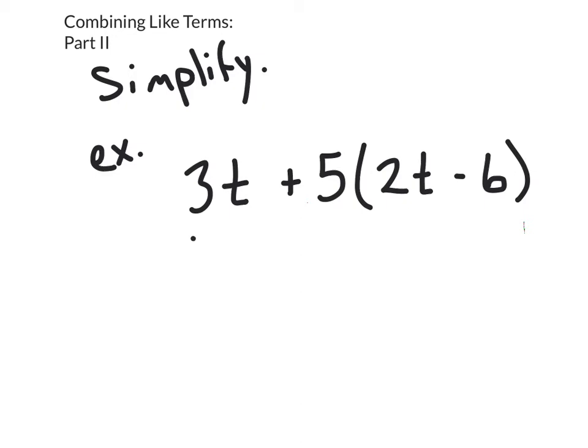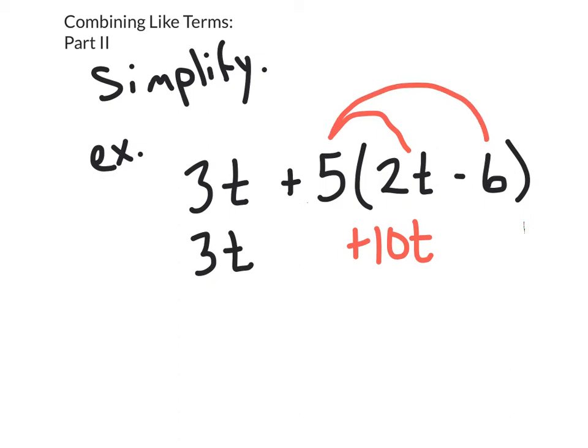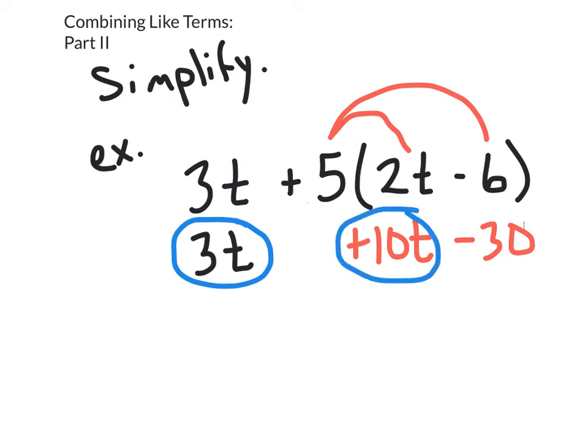The very first thing I'm going to do is copy down my 3t here, and then I'm able to distribute my 5. Now this is a positive 5, so when I distribute a positive 5 to a 2t, that's going to give me a positive 10t. Likewise, I'm going to distribute that 5 to that negative 6. Positive 5 times a negative 6 is going to give me a negative 30. Now that I've opened up that set of parentheses using the distributive property, I can see very clearly what items can go together. I've got a 3t here that can also go with a 10t right here. When I put those two terms together, I'm going to end up with 13t.